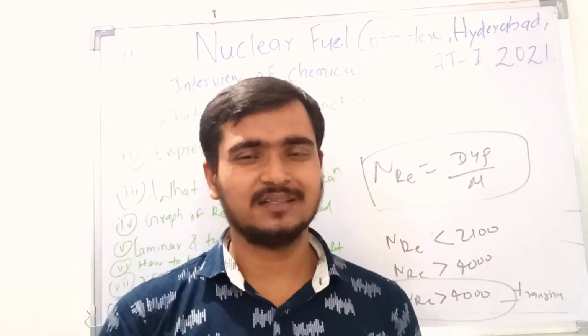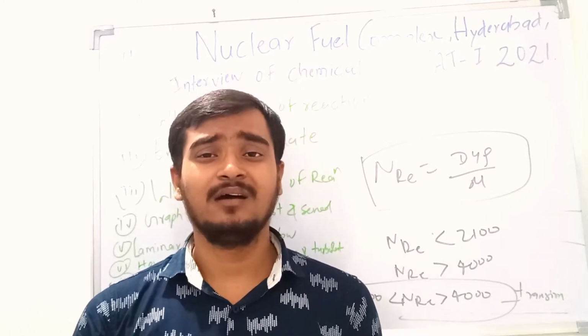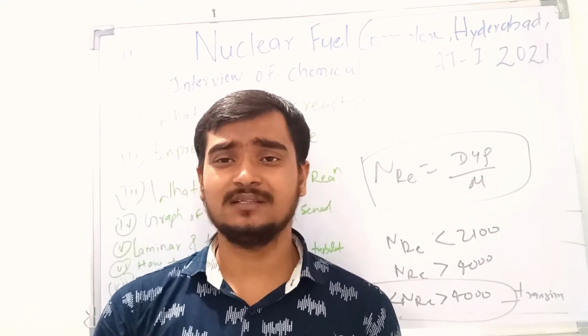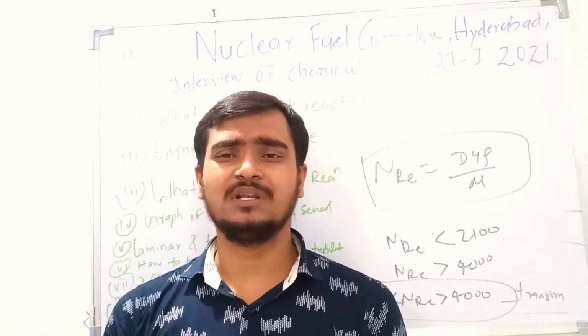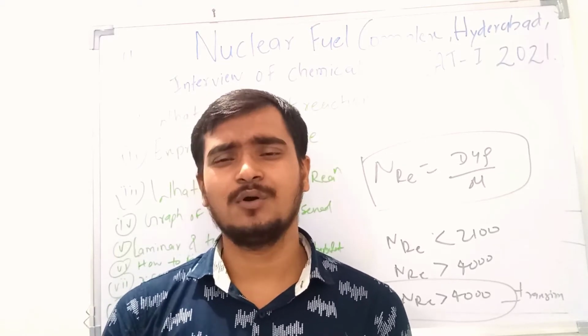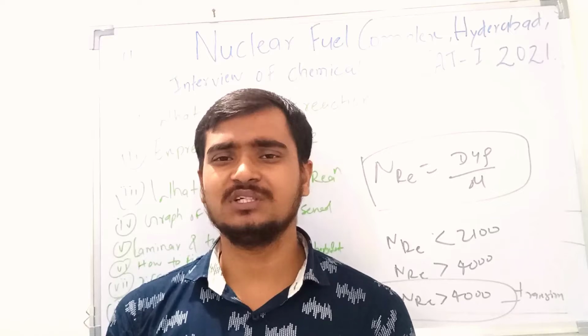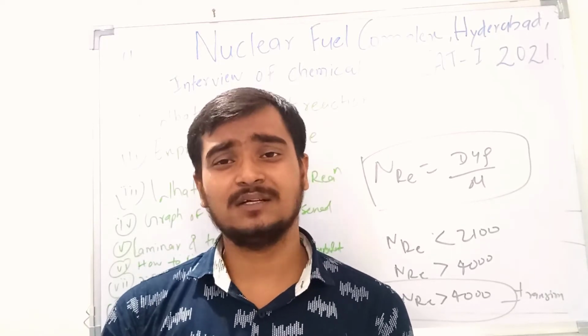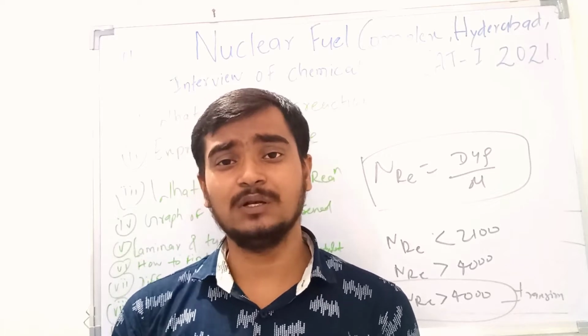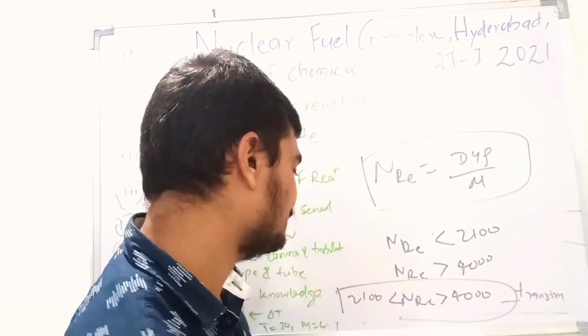Basically, the transition region is the region which does not have a certain value where the flow is laminar or turbulent. In this region, both laminar and turbulent flow can appear, depending upon viscosity, velocity, and diameter. So in the transition region, both turbulent and laminar flow will be happening.